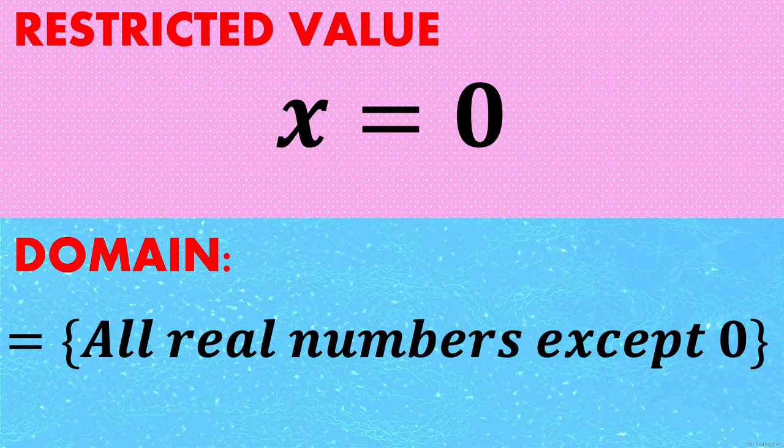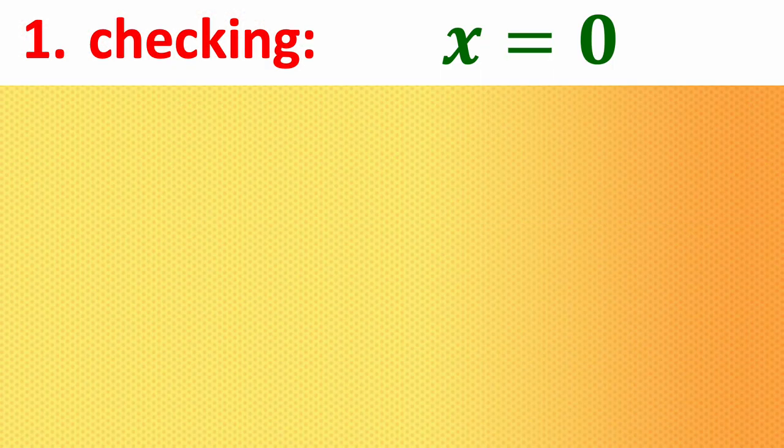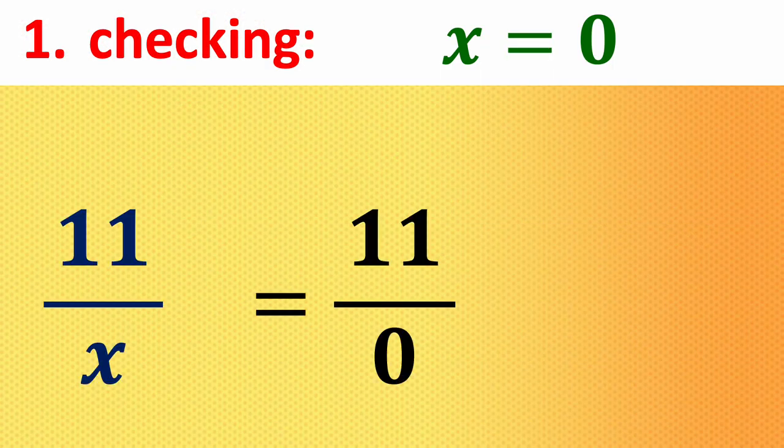Kasi kapag nilagyan na or sinama natin si 0, magiging 11 over 0 na or 11 divided by 0. E binanggit natin kanina na ang pagde-divide by 0 ay hindi po pwede. Ito ay magiging undefined or meaningless. Hindi na siya rational.